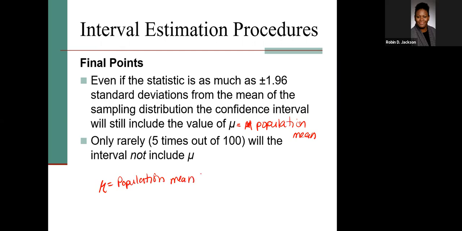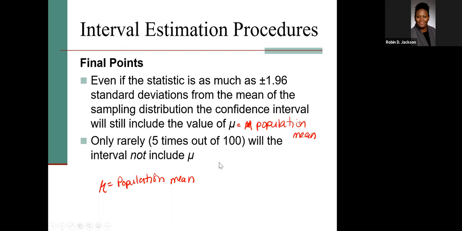All right. So basically what we're saying when we say at the 0.05 level is, a way to think about this is that 5 times out of 100, the mean will not be in the interval that we've come up with. That's basically how you would think about that.